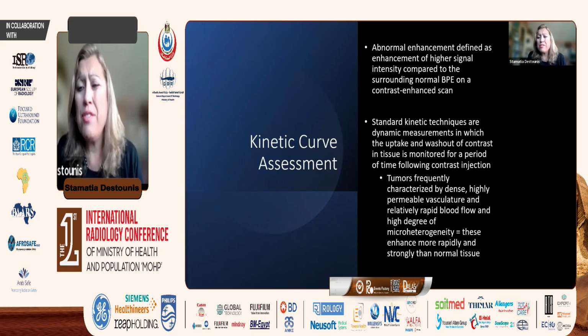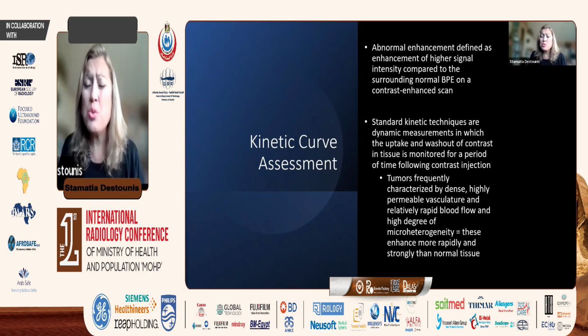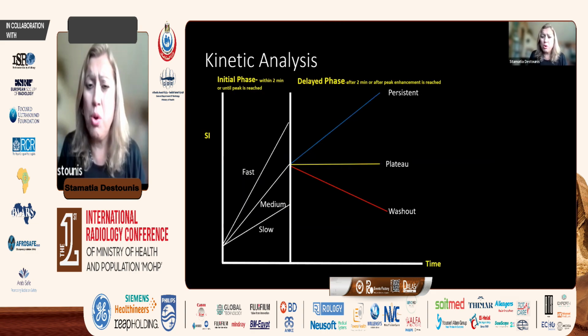Tumors usually have very permeable, very dense vessels, and so we get relatively rapid blood flow and a very high type of microheterogeneity, and that really causes tumors to enhance more rapidly than the surrounding normal tissue. And that's where the kinetic curve assessment is important.